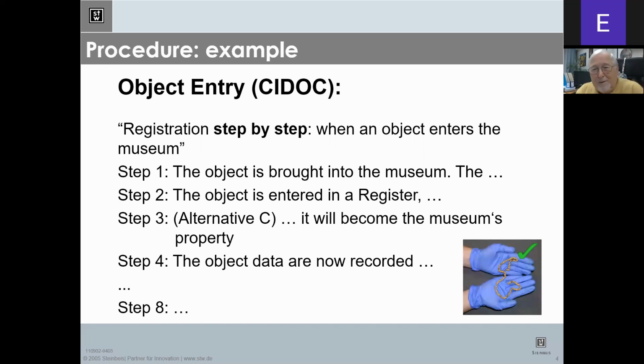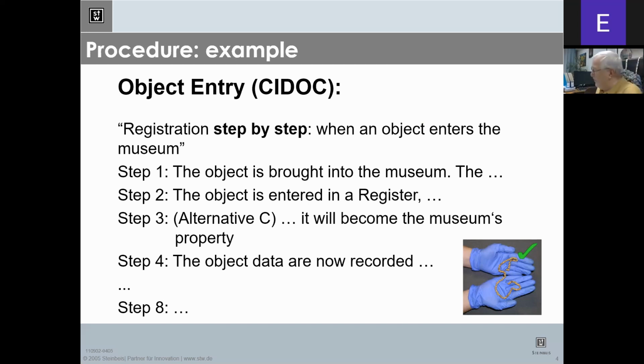And I bring you a small example to demonstrate this. We have different standards, regulations, proposals in different frameworks. For example, CIDOC has developed many years ago some fact sheets, and object entry is described, it's only an outline. Object entry is described as registration, step by step again, when an object enters the museum. And you can number these steps, you can define these steps.